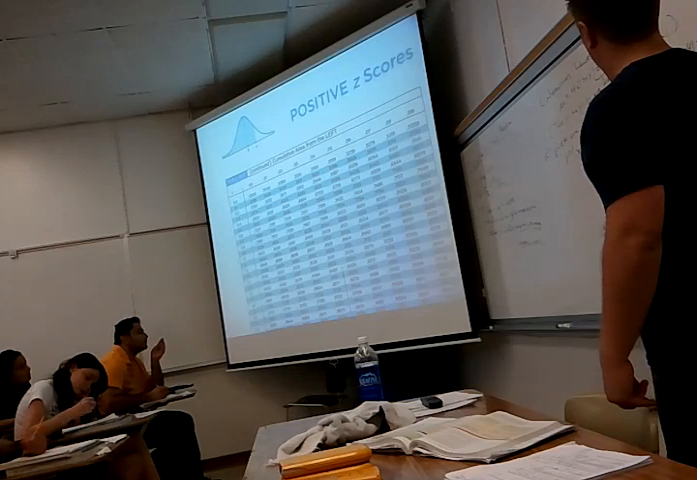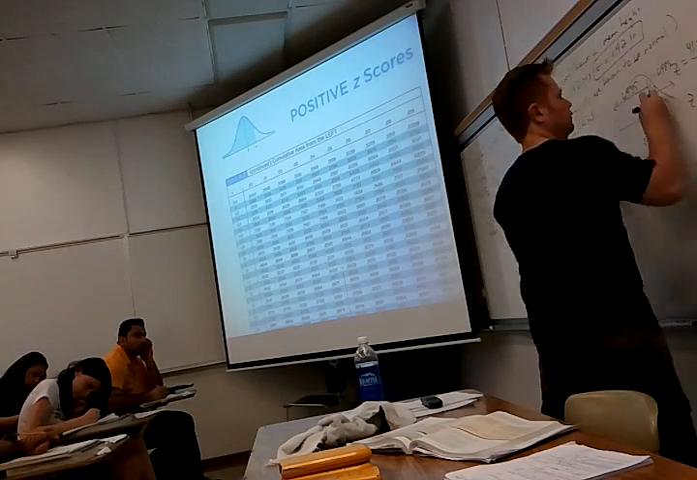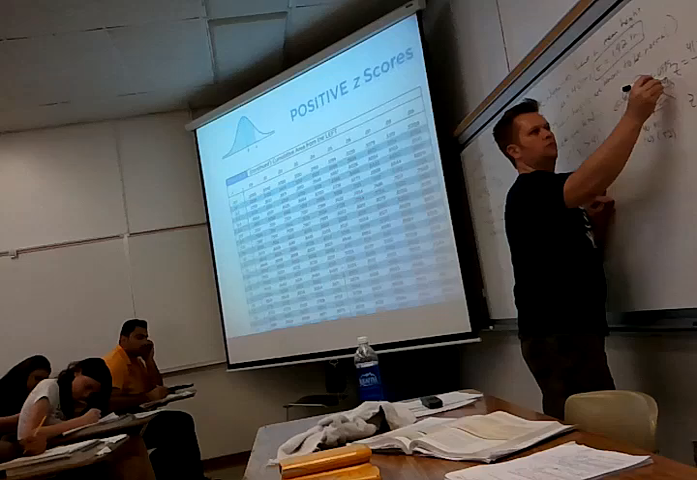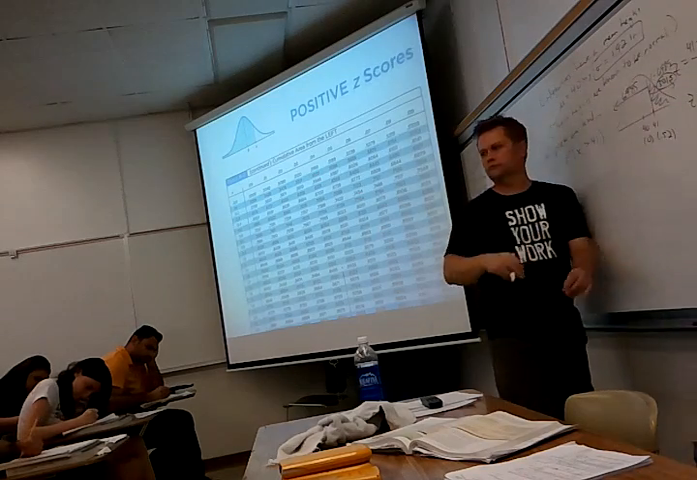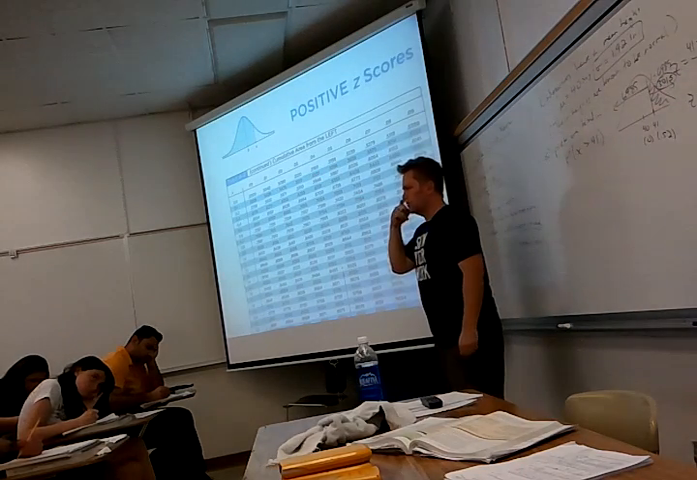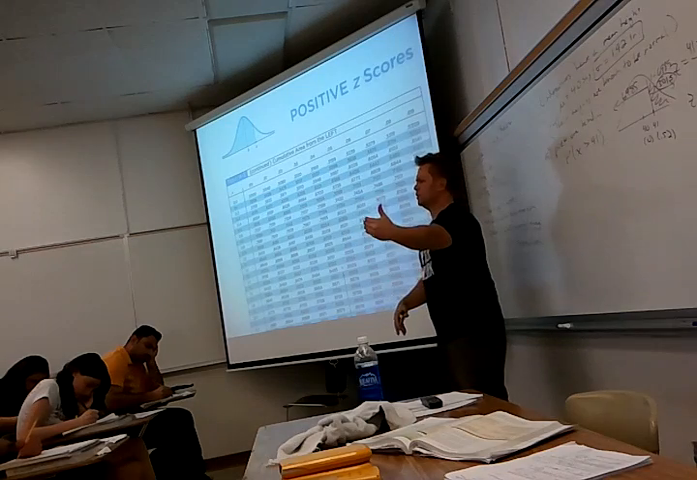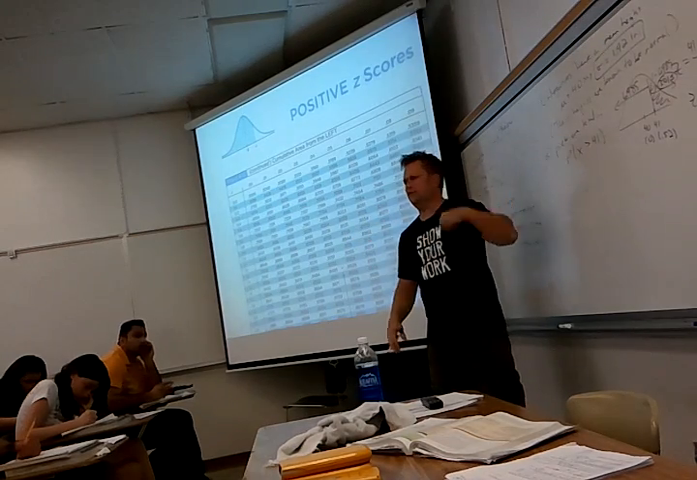1 minus that, so 0.3015. Okay, how are we doing so far? So just over 30% of kindergartners would be taller than 41 inches.